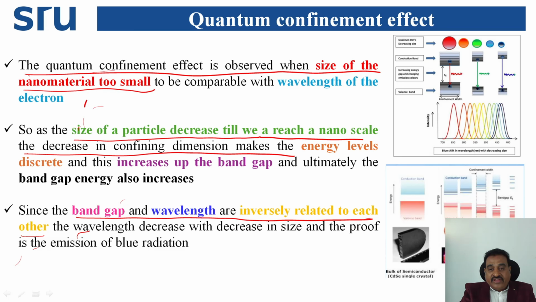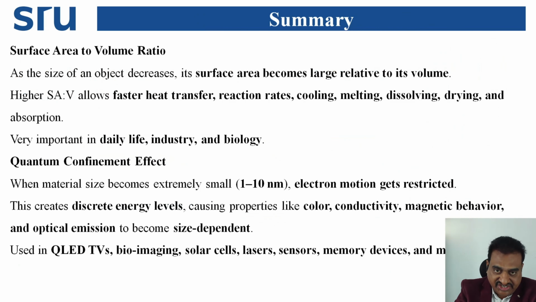Since band gap and wavelength are inversely related to each other, the wavelength decreases with a decrease in size, and the proof is the emission of blue radiation. So, summary, try to understand here.